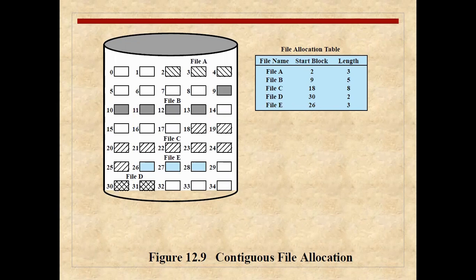What is the major problem here? Suppose we have allocated file B and then file C. Some space is remaining in between. Obviously, we can utilize this space for a new file, but that file must fit the size available here. If the size of the new file is bigger than this, you cannot allocate it here.